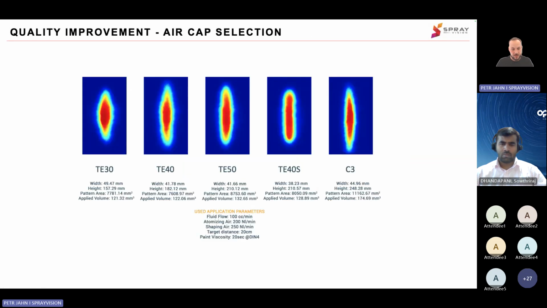The last use case is the comparison of different types of air cap or applicator. Sometimes we see that customers wrongly set up the applicator in the initial stage: the size of the nozzle, the type of air cap, and so on. With our tool, you can compare the outputs and choose the best setup to use.